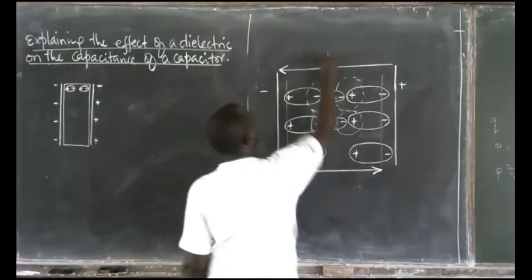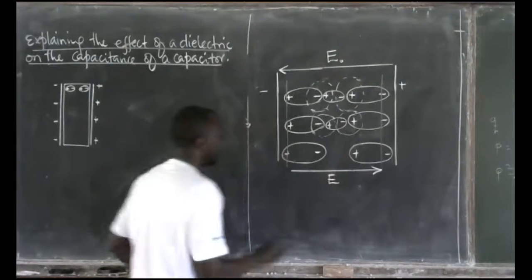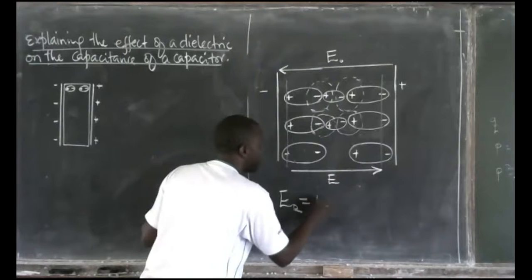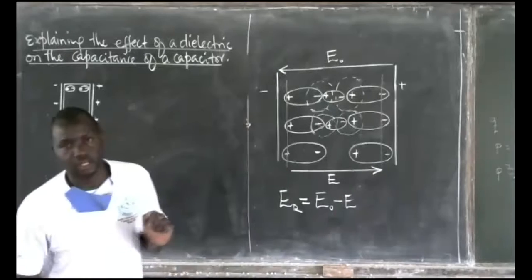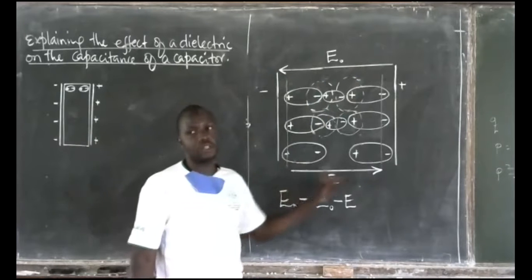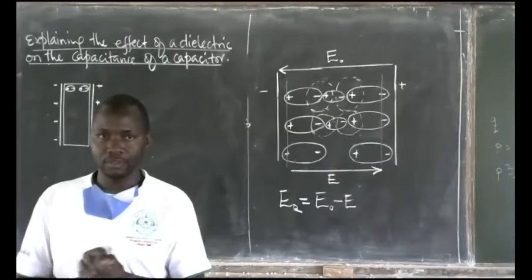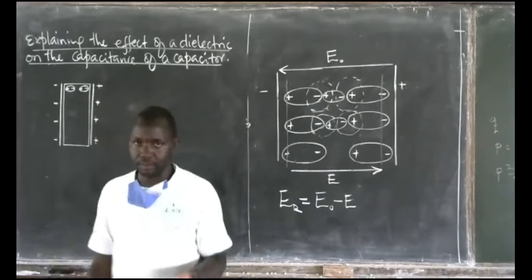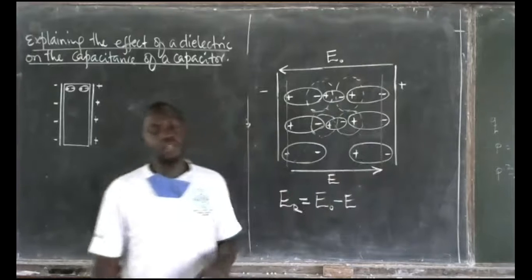If the original electric field was E naught, the new field here is E, what we shall call the resultant. It is going to be the original electric field minus the new field. Why minus? This one was facing towards the left. Now this one that is created is facing towards the right. So there are two opposing electric fields. Remember, electric field intensity is a vector quantity. We are interested in the direction. Since this field was facing this side, and this one is facing this side, the resultant is the difference.